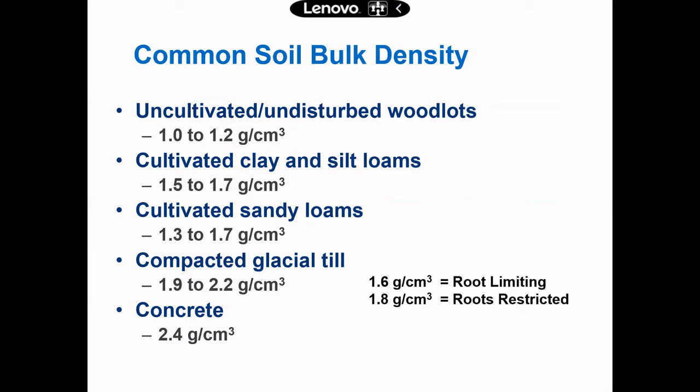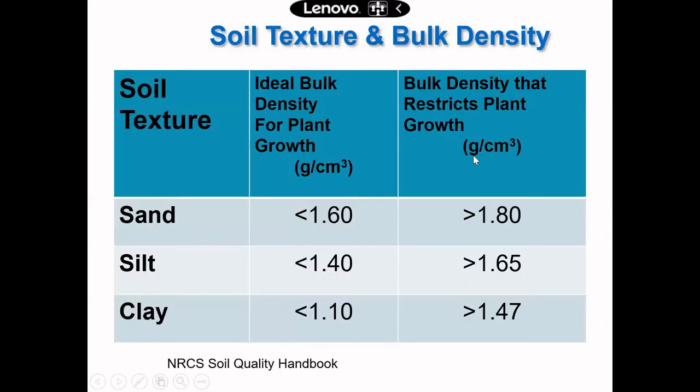You start looking at some of these clay and silt loams, it's up to 1.5 to 1.7, and that's more than 50% by weight. That's going to be the mineral portion, so you're going to have less than 50% pore space in your soil. Here's some soil texture and bulk density. So when we're talking soil texture, we're looking at the amount of sand, silt, and clay that's in a soil. And a lot of times sand just breaks down into silt, and silt breaks down into clay, and that's what determines your soil texture, okay?